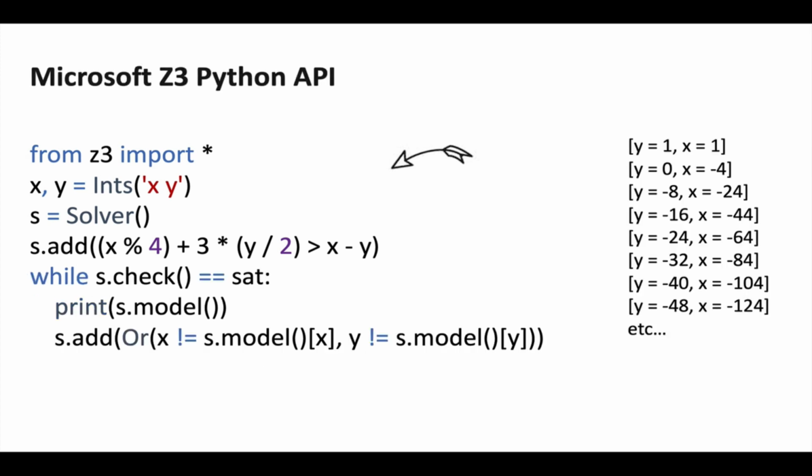In this particular case, we can do this by using while s.check equals sat. We can print the model and then add our constraints again using this Or clause. We can basically say x is not going to equal whatever came back in our model as the x variable, and y is no longer going to equal whatever came back in the model as the y variable. This will continue producing outputs until it exhausts all of them, as we can see on the right here.